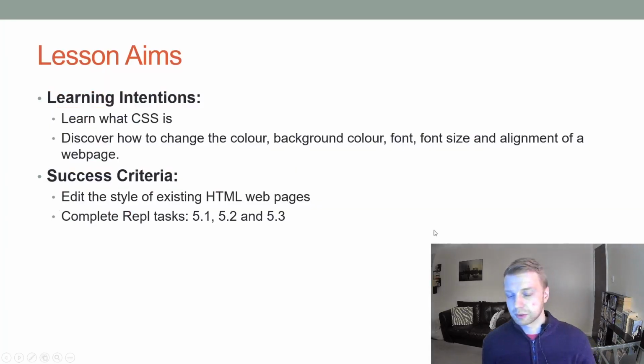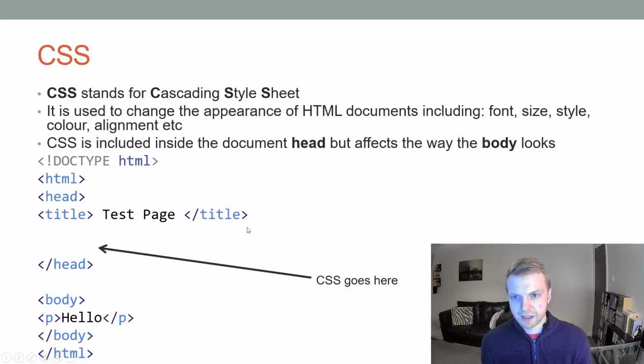So you'll know what CSS is by the end of this lesson, and then you'll know how to change the color. By color here I mean text color, the background color, the font size, and the alignment of the web page's text or images or whatever as well. And we're going to be completing these tasks here.